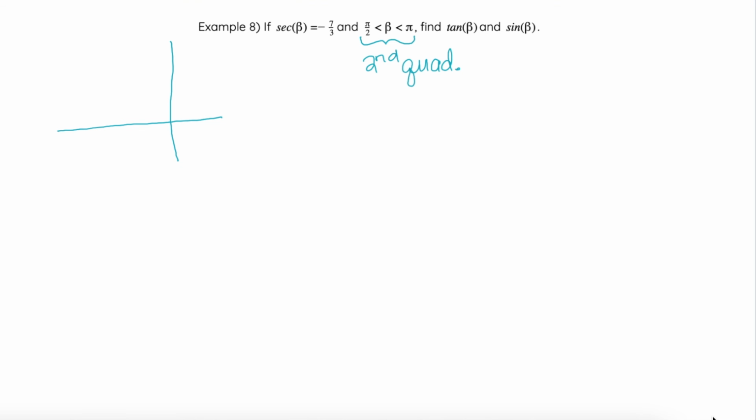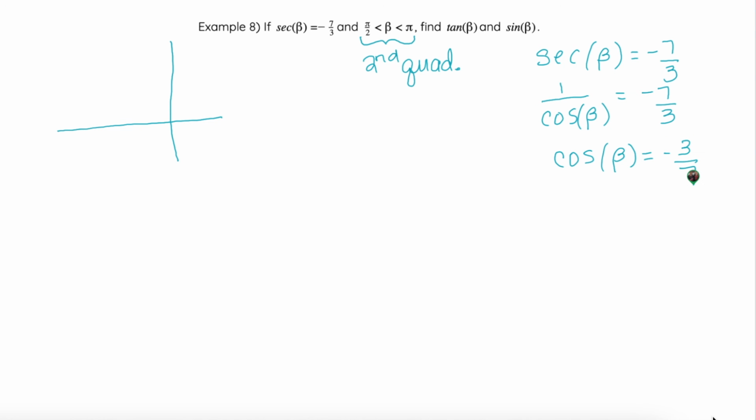We know that secant is -7/3. So secant is the reciprocal of cosine. So 1 over cosine of beta is also -7/3. So if we write their reciprocals, cosine of beta has to be -3/7. We know cosine is our x value over the radius. So the negative belongs to the 3. We're in the second quadrant, drop down our item. So -3 over our radius.